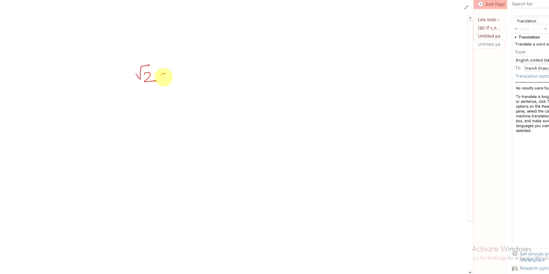Root 2 cos of pi by 4 minus A is equal to cos A plus sin A. Now this is the example. Here we have to prove this one. If we consider the LHS, then we have to prove it is equal to RHS, and if we consider the RHS, then we have to prove it is equal to LHS. So let us take LHS is equal to root 2 into cos of pi by 4 minus A.